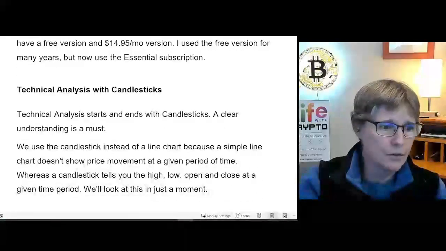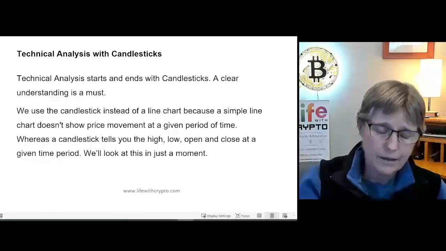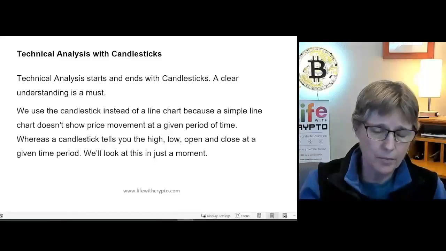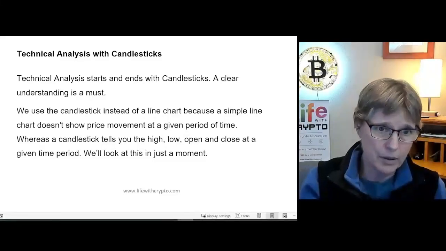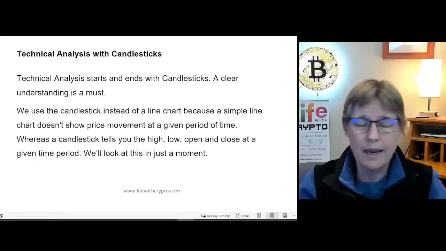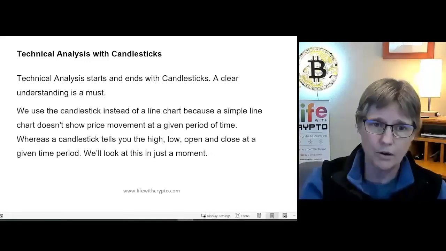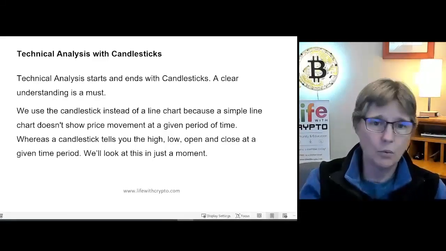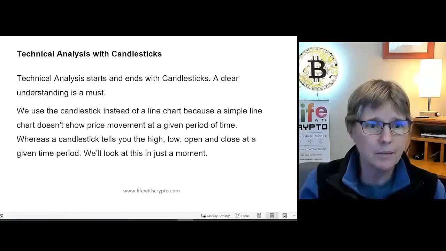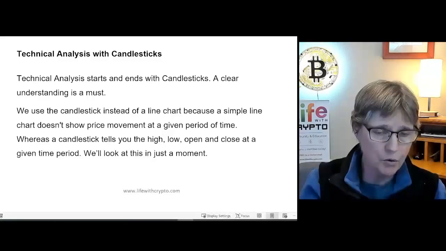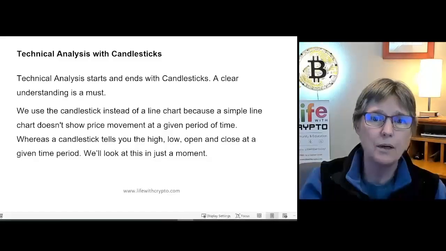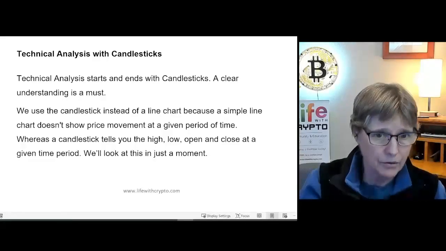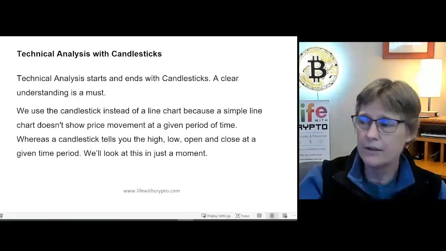So, technical analysis with candlesticks. Technical analysis starts and ends with candlesticks. There's a lot of traders that 100% truly believe this, and I truly believe you must have a clear understanding of candlesticks. I have enjoyed candlesticks from the very beginning when I started trading a long time ago. We use the candlestick chart instead of a line chart, because a simple line chart does not show you price movement in a simple image. It doesn't give you the open, high, low, and close over a period of time like a candlestick does. We're going to look at that in just a moment.